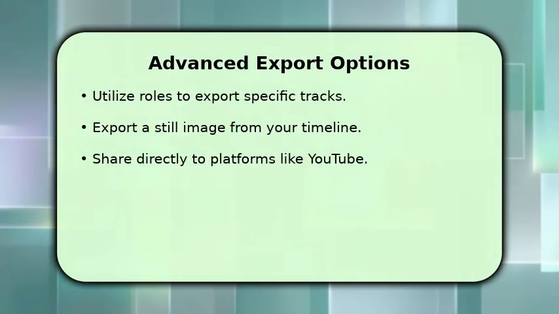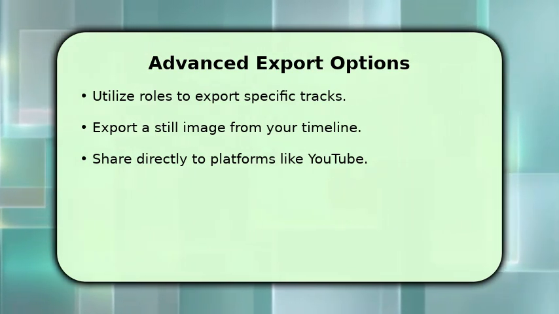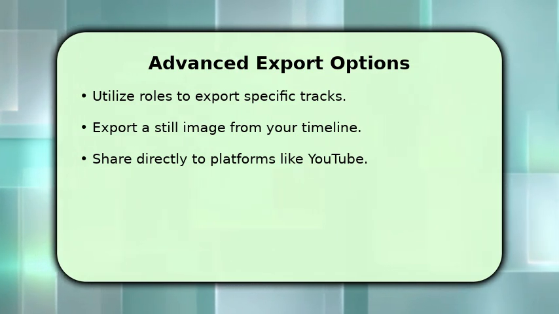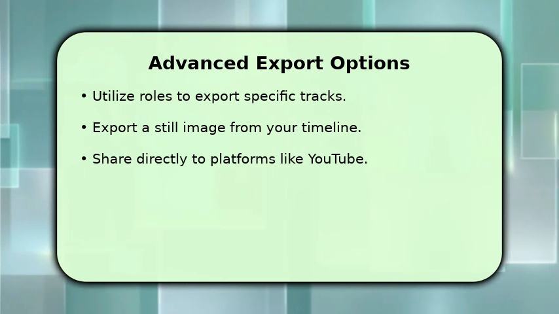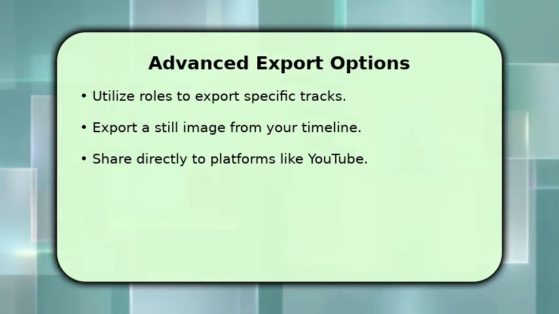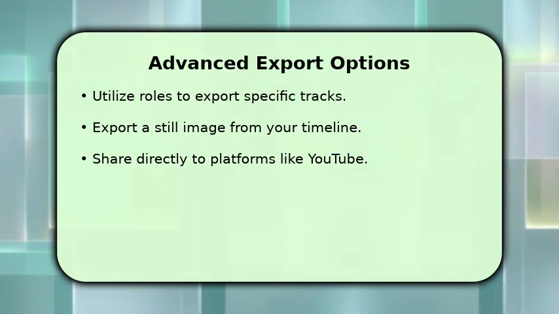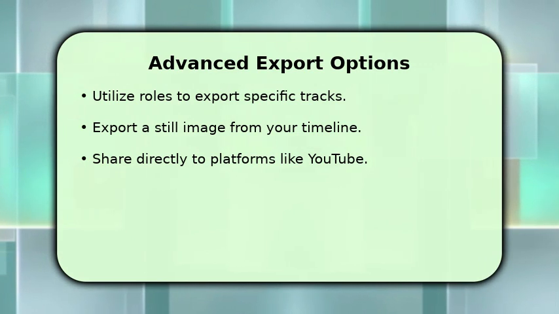Final Cut Pro offers advanced export features too. You can use roles to export only specific audio or video tracks, which is great for sound mixers. To export a single frame, position your playhead and select File, then Share and Save Current Frame. For quick sharing, choose direct export options for platforms like YouTube or Vimeo, streamlining your workflow significantly.